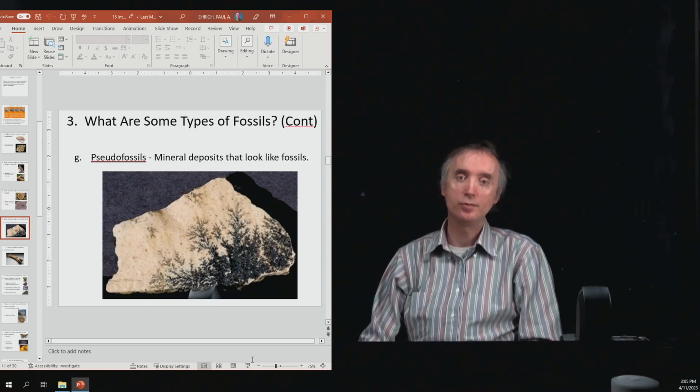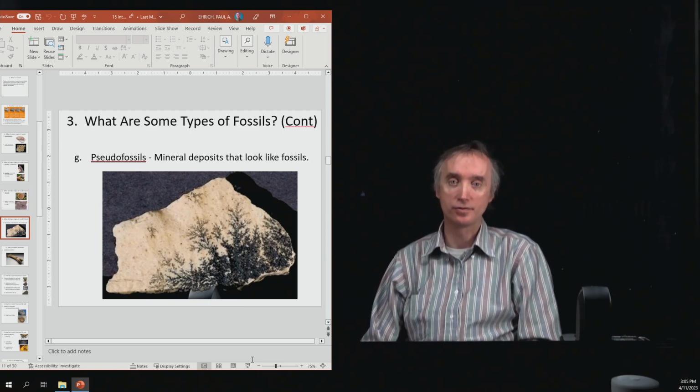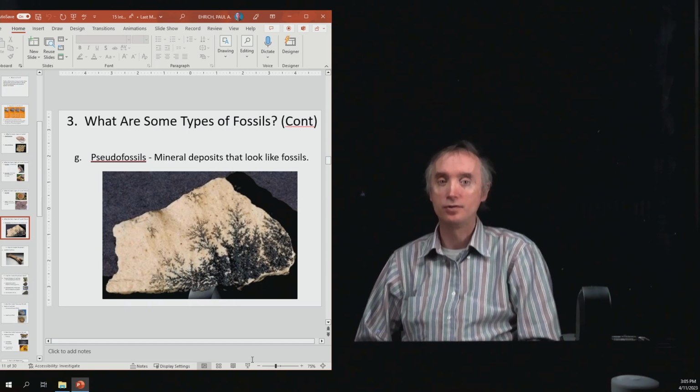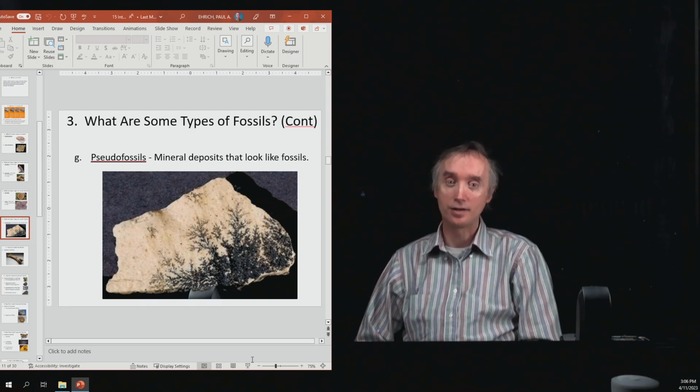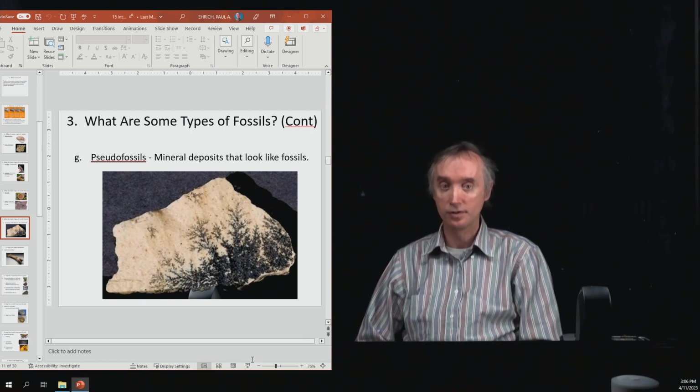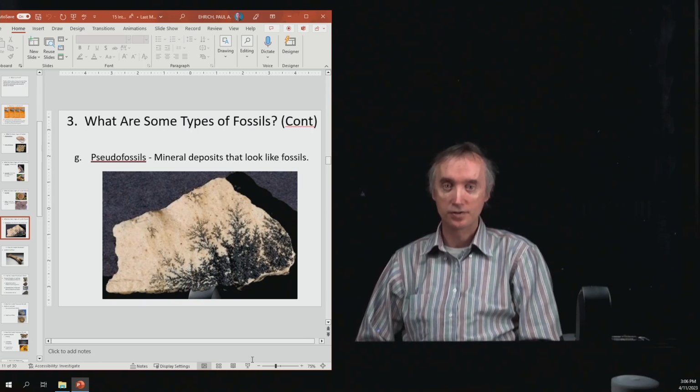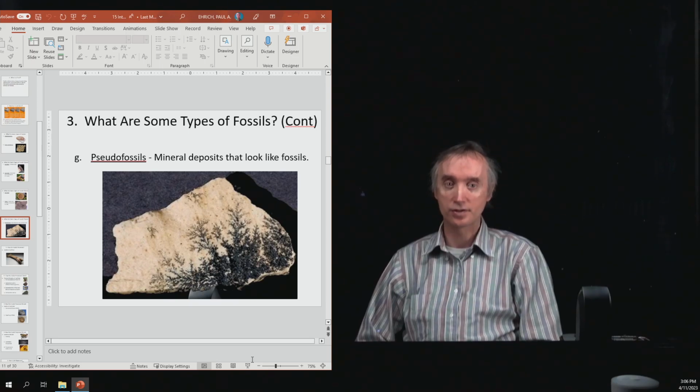Okay, and then lastly, we've got pseudo fossils. So a pseudo fossil looks like a fossil. And so if you were to look at this thing, you might think, well, those are leaves. And so that is a fossilized plant of some sort. Well, it's not. Those leaf-like things are caused by the growth of minerals inside of the rock. So that's going to be called a pseudo-fossil. It's not really a fossil, it just looks like one.